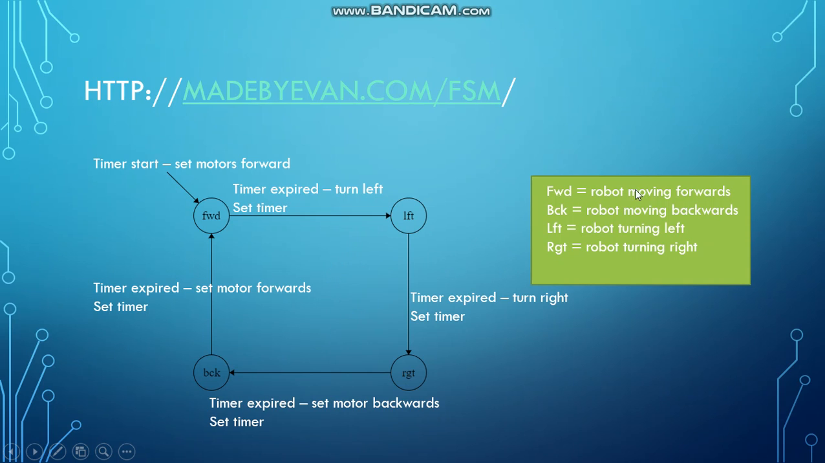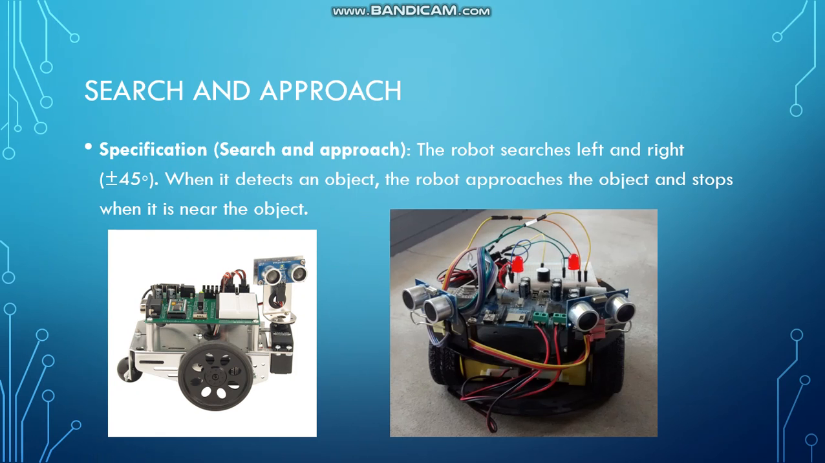FWD means forward, BACK means moving backward, LFT for turning left, and RGT for turning right. So this is the state diagram for a consistent Breitenberg vehicle.